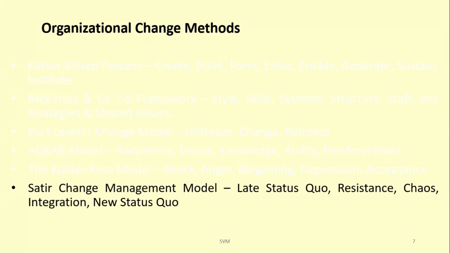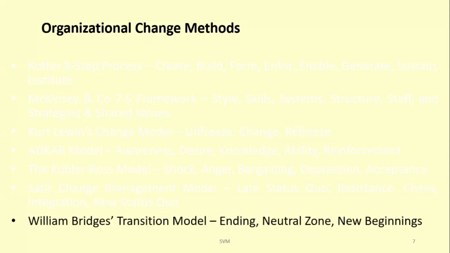The last one is William Bridges' transition model, which starts with the ending. Ending basically means letting go. Letting go in the sense of recognizing the need for the change, accepting the loss of the old situation, and managing any separation and disorientation. Neutral zone: you do the transition.